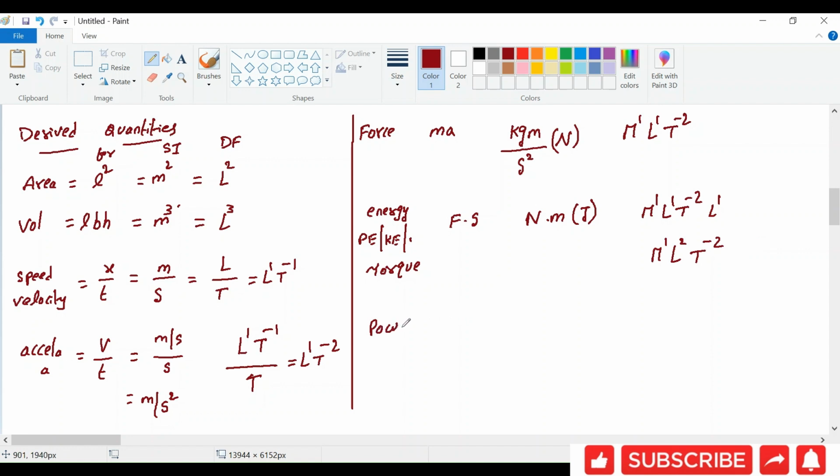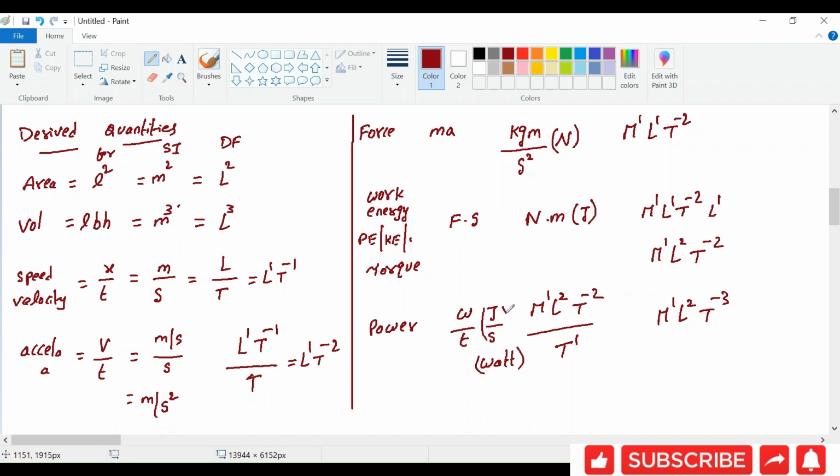Then one more derived quantity, power. Power formula is work by time. Work has the same dimensional formula as before, M power 1 L power 2 T power minus 2, divided by time, T power 1. So finally it becomes M power 1 L power 2 T power minus 3. Its units are joule per second, or most importantly watt, which is its SI unit.